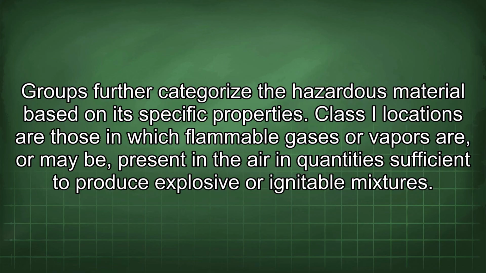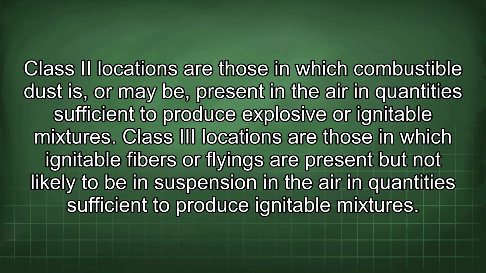Class I locations are those in which flammable gases or vapors are, or may be, present in the air in quantities sufficient to produce explosive or ignitable mixtures. Class II locations are those in which combustible dust is, or may be, present in the air in quantities sufficient to produce explosive or ignitable mixtures. Class III locations are those in which ignitable fibers or flyings are present, but not likely to be in suspension in the air in quantities sufficient to produce ignitable mixtures.